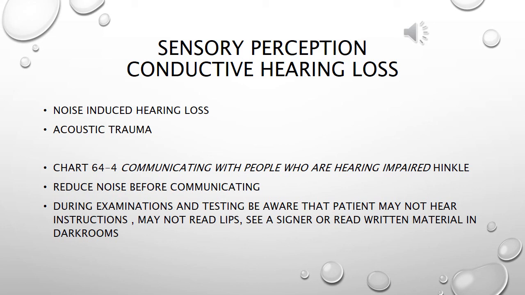In Chart 64.4, communicating with people who are hearing impaired, there are many opportunities to understand and learn how to communicate with people who are hearing impaired. Determine how the person prefers to communicate with others. Consider if the person uses sign language, if they need an interpreter. Devote full attention to what the person is saying. Look and listen. Do not try to attend to another task while listening. Try to determine the essential content of what's being said. Do not try to appear as if you understand when you do not.